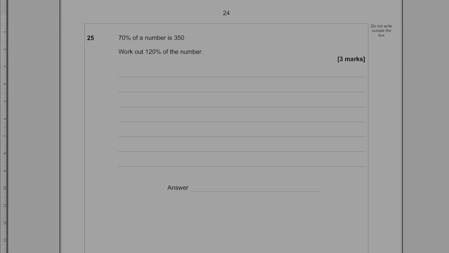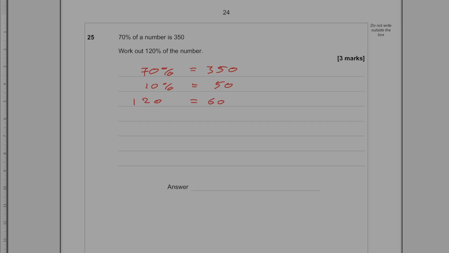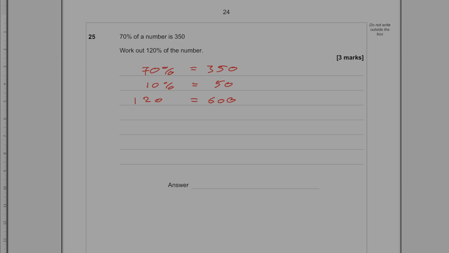Okay, question 25. 70% of a number is 350. Work out 120% of the number. So 70% of the number is equal to 350. I'm going to jump to it like this. I'm going to say that 10% is going to be equal to, divide by 7 would give me 50. So 120% would be times by 12, which would be 600. So 600.